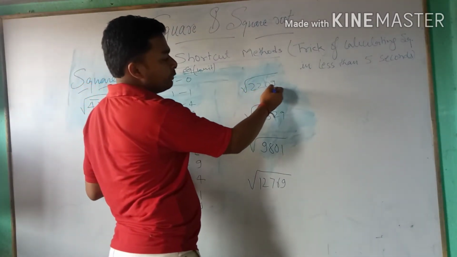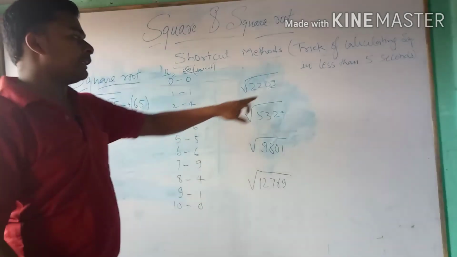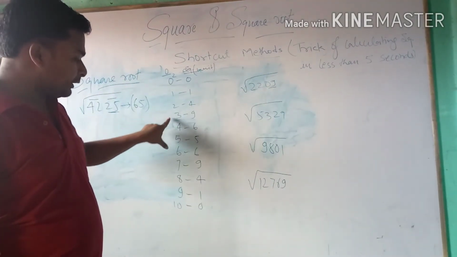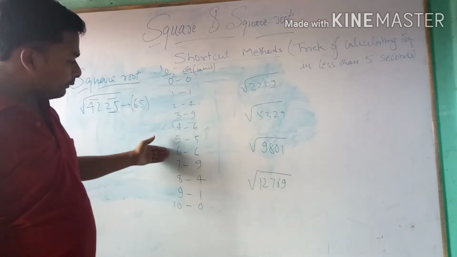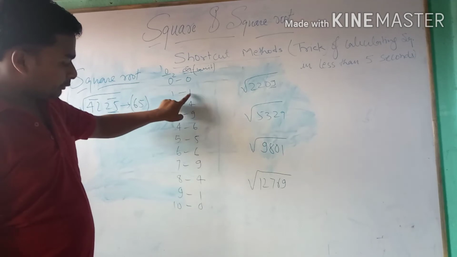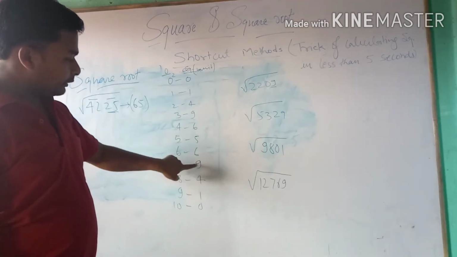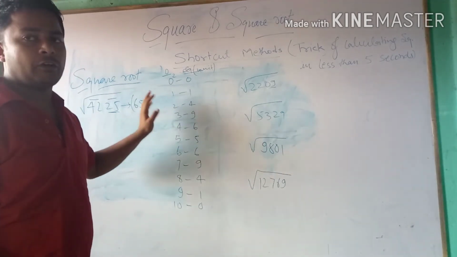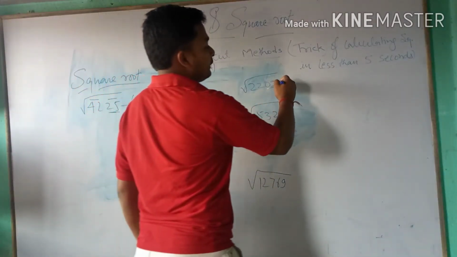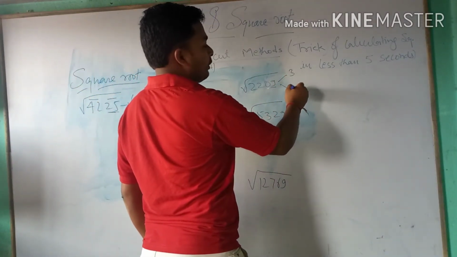This is 2209. So from here we can see that the unit place is 9. So either the unit place will be 3 or 7. You will always see that there will be a sum of 10: 3 plus 7, 9 plus 1, 1 and 1, 4 and 4, 9 and 9, 6 and 6, 5 and 5. Always the sum will be 10. Now suppose this is either 3 or 7.